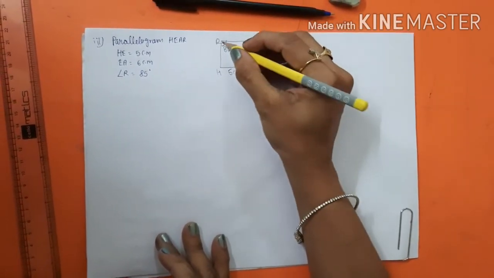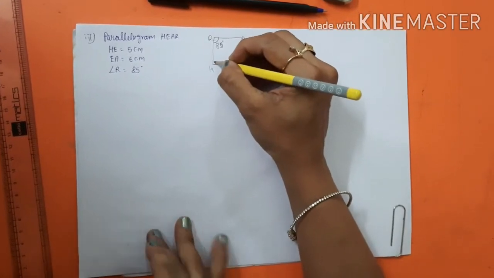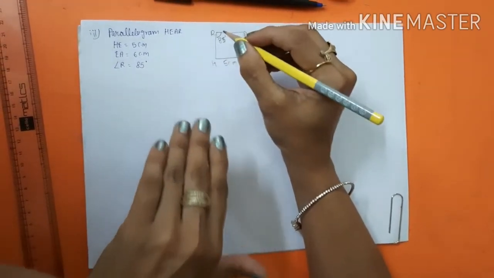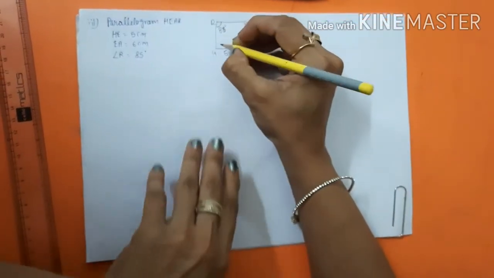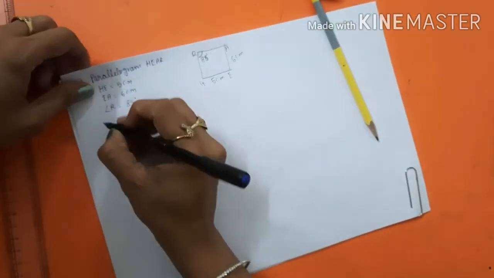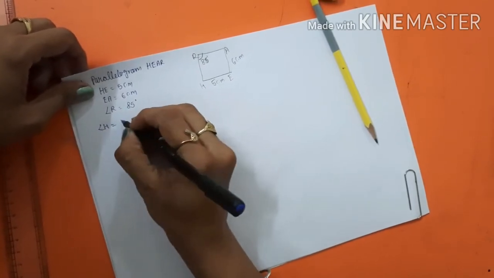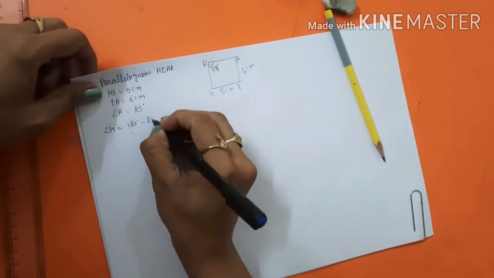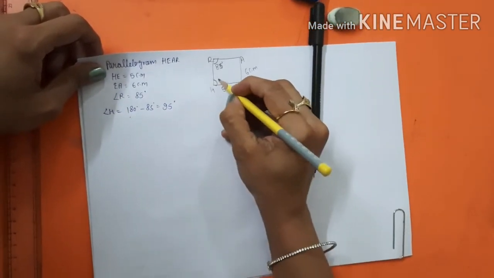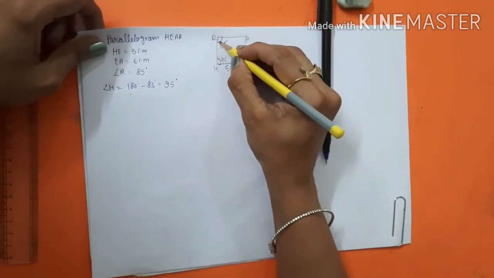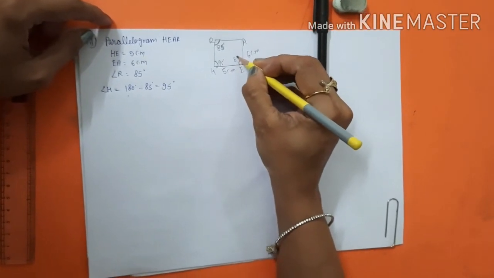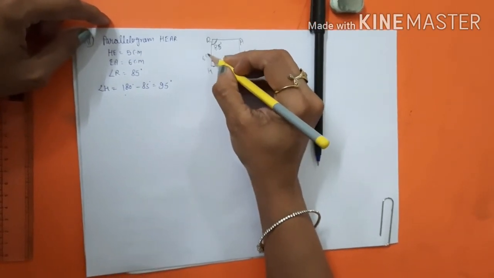Now we know that adjacent angles of a parallelogram sum to 180 degree. That means the sum of the adjacent angles of a parallelogram is 180 degree. If we subtract 85 from the 180, we'll get 95. So how we'll get? Angle H is equal to 180 degree minus 85 degree is equal to 95. So this angle is 95 degree. We know that opposite angles of a parallelogram are equal. That means this is also 85 degree. And this side also 6 cm.